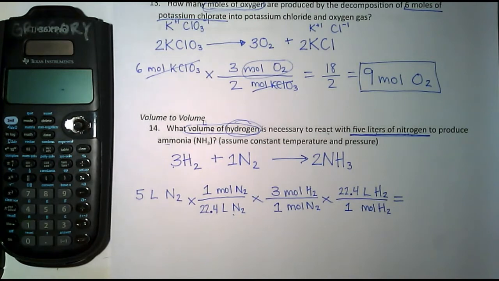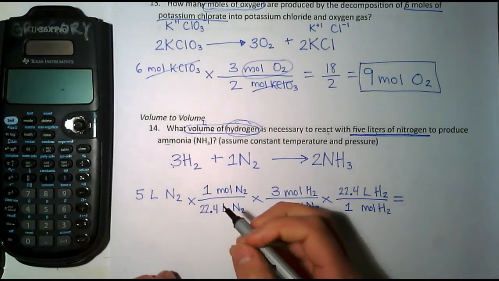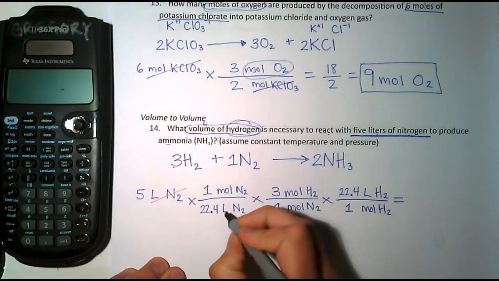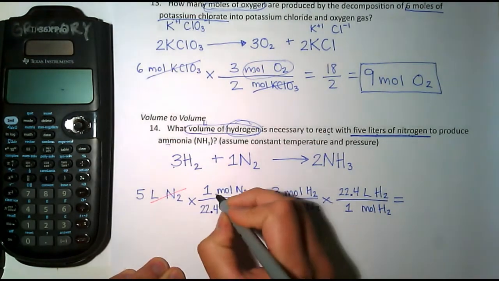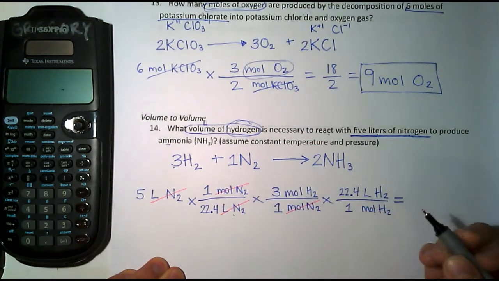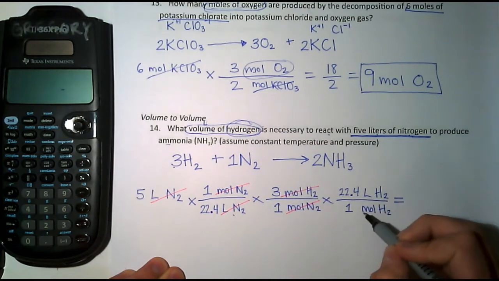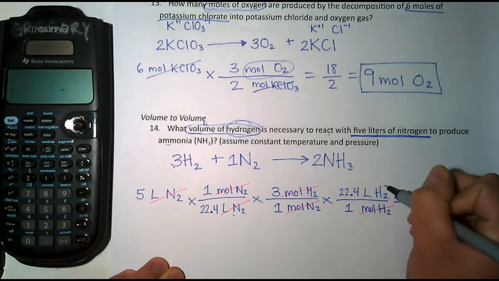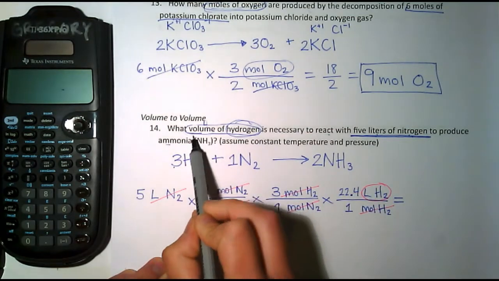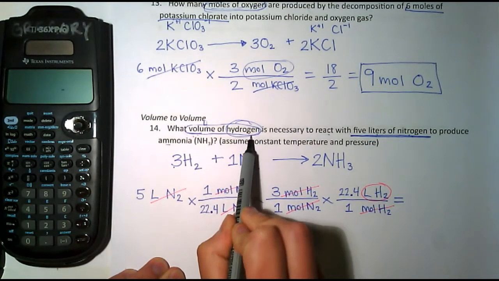So now we can finish our problem up. Let's cancel some things out. Liters of N2 cancels with liters of N2. Moles of N2 cancels with moles of N2. And moles of H2 cancels with moles of H2. And we'll be left with liters of H2, which is what we wanted. We wanted volume of hydrogen.